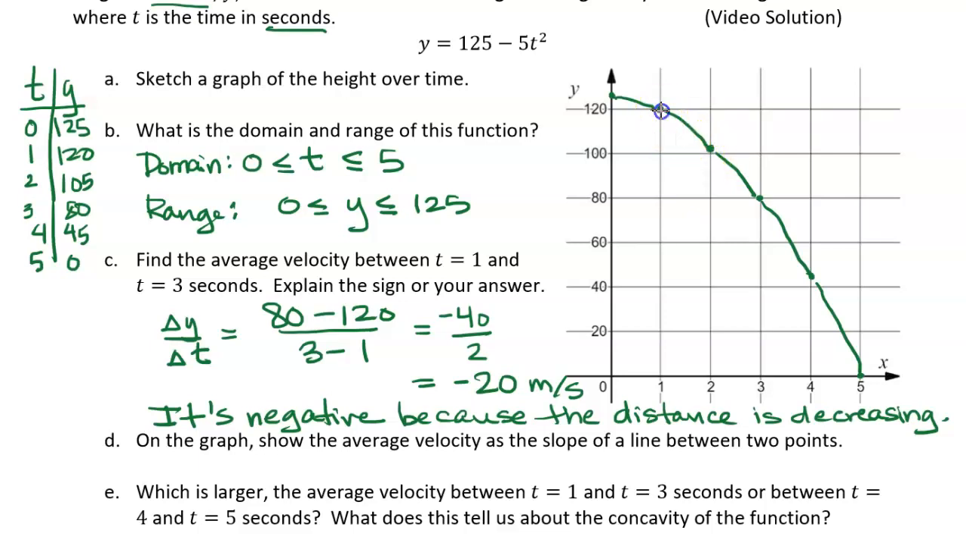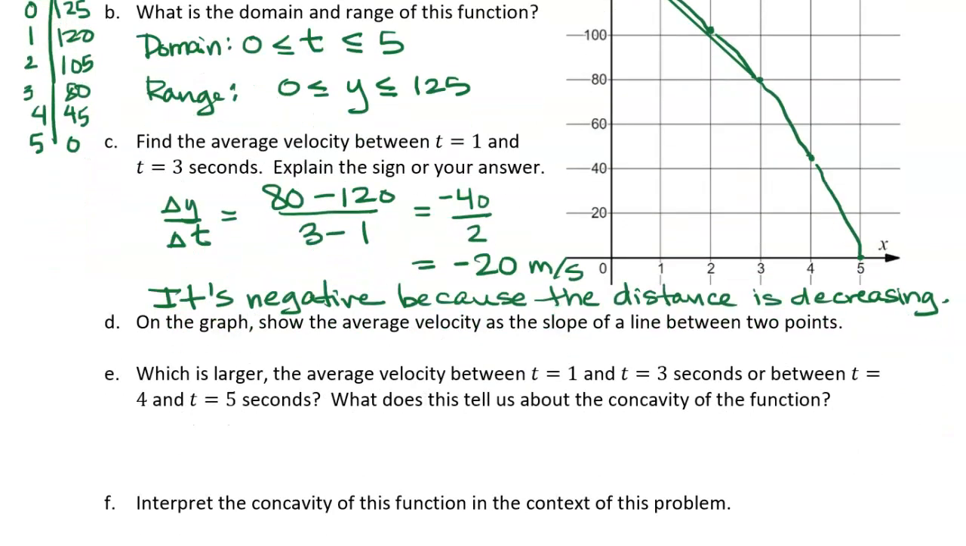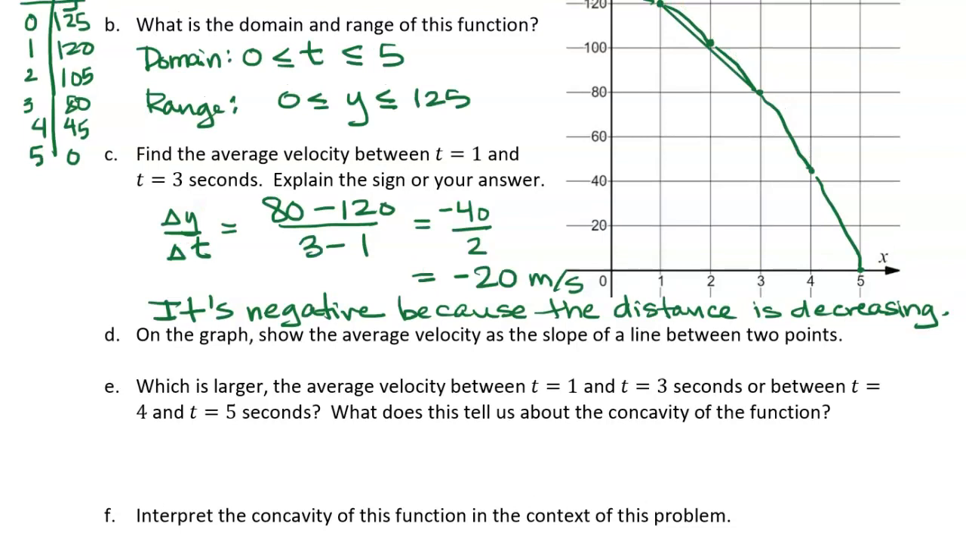All right, so we're going to put a line here between 1 and 3. There's a line between those 2 points, and the slope of that line is the average velocity over that interval between 1 and 3. All right, so the next question asks, which is larger, the average velocity between 1 and 3, which is what we just found, or the average velocity between 4 and 5.